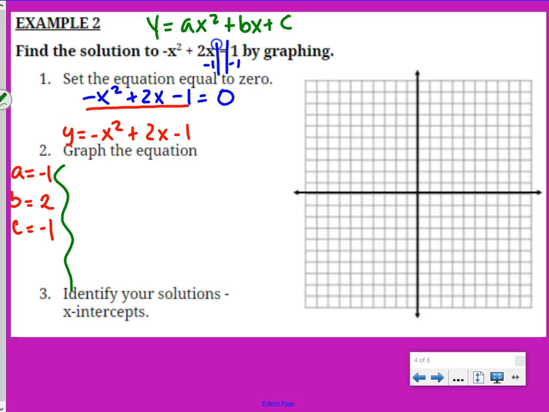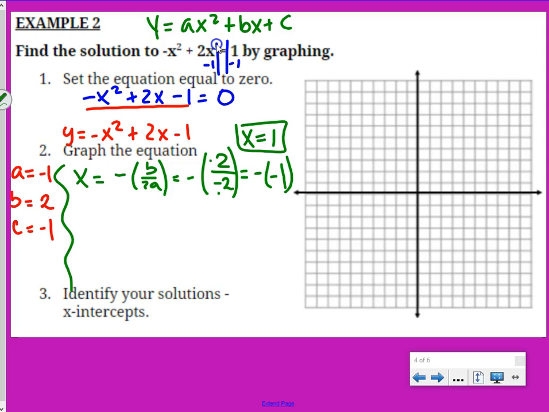Find your line of symmetry. X equals negative b over 2a. Fill in the pieces. Negative b is 2, over 2 times a, which is negative 1. 2 times negative 1 would give us negative 2. 2 divided by negative 2 is negative 1. Double negative here makes a positive, so we have x equals 1. That's our line of symmetry.